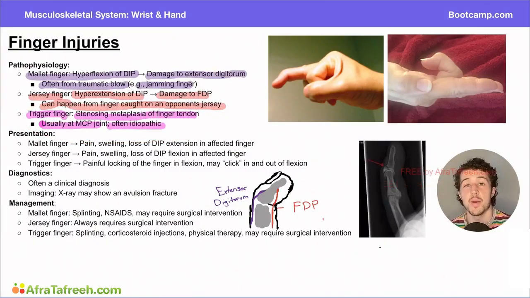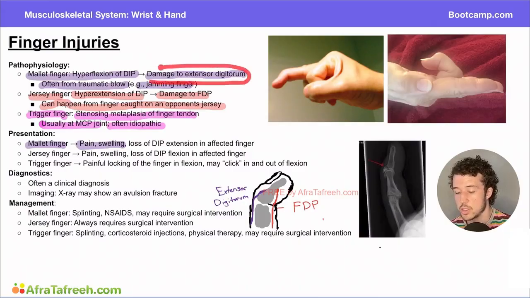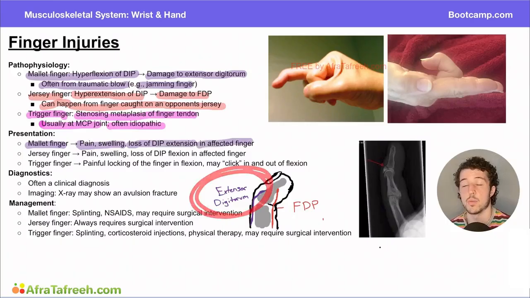Okay, let's move on and talk about presentation, and we'll start with mallet finger. Now again, I think this is a great example. If we understand the anatomy, we don't have to memorize things, the presentation will make sense. So there's obviously going to be pain and swelling because there's injury. And remember what we said about mallet finger is damage to the extensor digitorum. And so because of that damage, we're going to have loss of DIP extension in the affected finger. Again, if we don't have this extensor digitorum working properly, we're not going to be able to extend the finger.